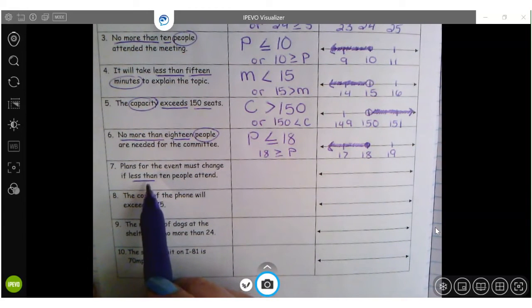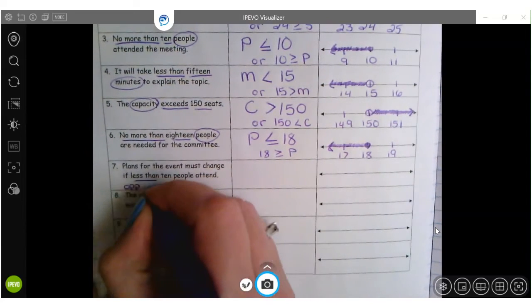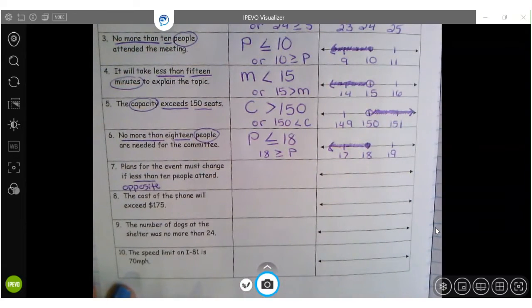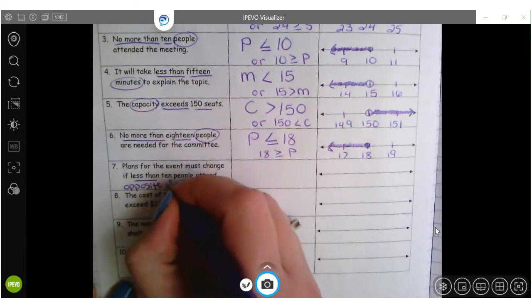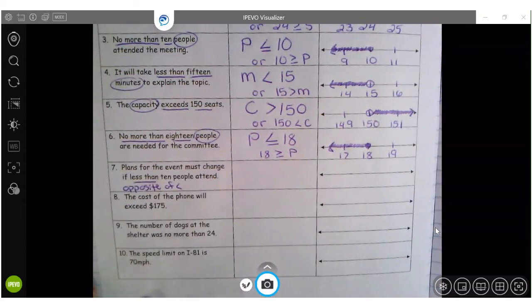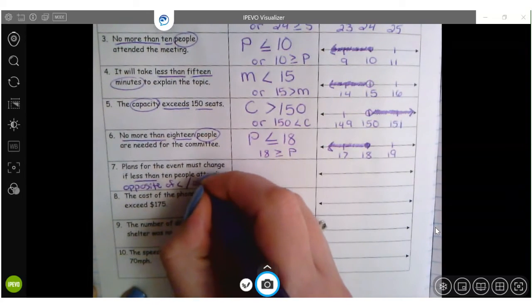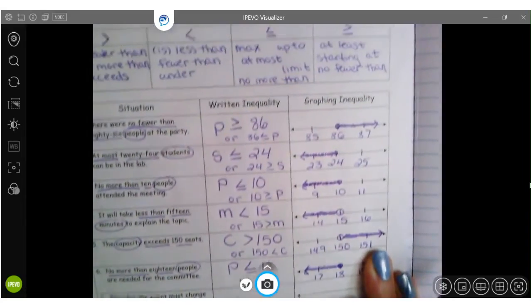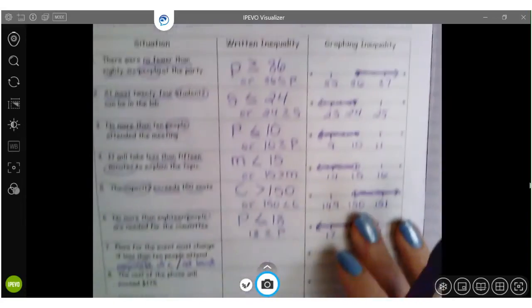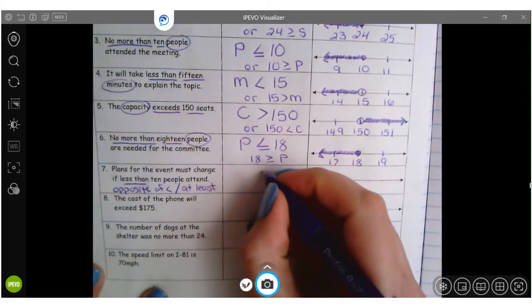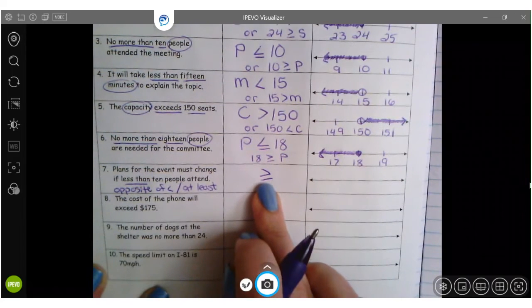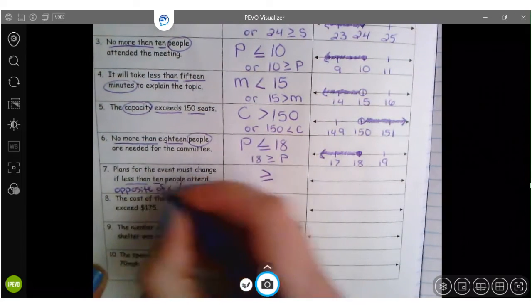So that we won't have to change the plans. So we actually want the opposite of less than, which really means we want like at least 10 people. So at least would indicate greater than or equal to. So like we can have 10 people or we can have more than 10 people. That's fine. At least means greater than or equal to. The number we're comparing it to is 10.